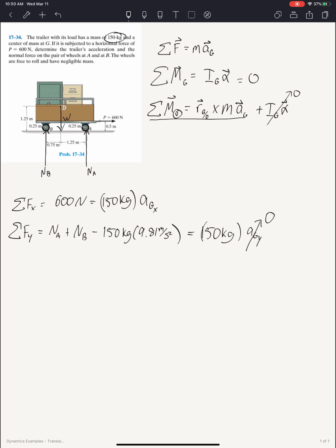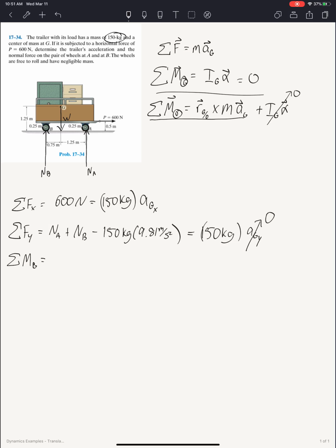Now let's think about summing the moments. I would like to sum the moments about a point. Which point? I'm not sure yet. I can sum the moments about point G and use this equation, but I'm not so sure I want to. It would work. There's nothing wrong with it. Let's do it both ways. So I'm going to use the top equation first. Let's sum the moments about point G. So if I sum the moments about point G, I get the following.